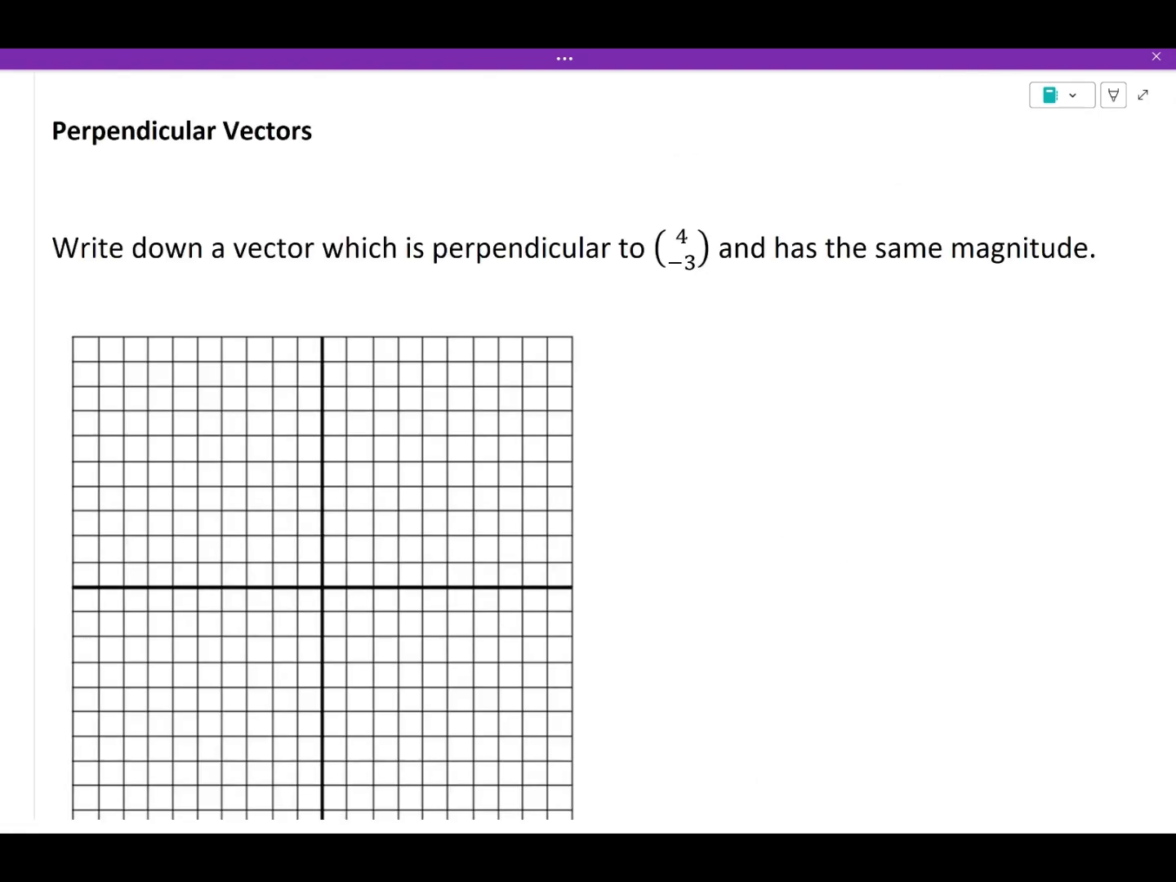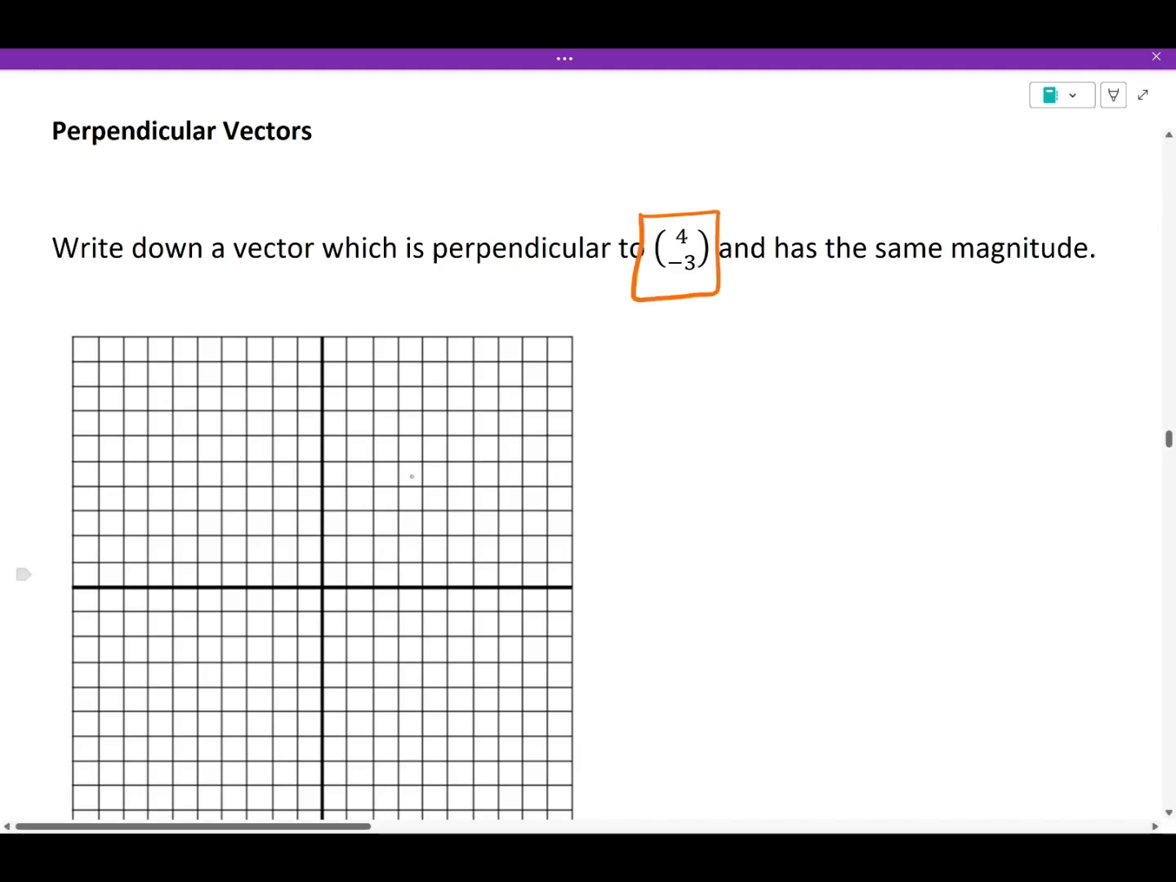We're now going to look at perpendicular vectors. So it says write down a vector which is perpendicular to (4, -3) and has the same magnitude. So remember that magnitude means length. So let's start by drawing this vector (4, -3).